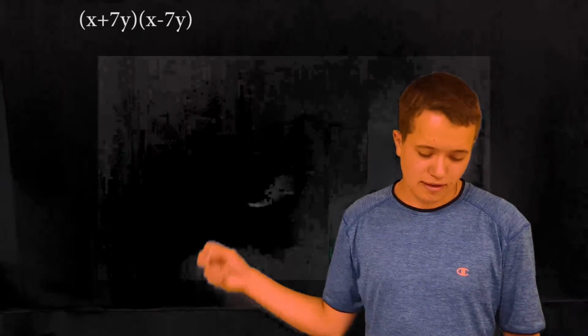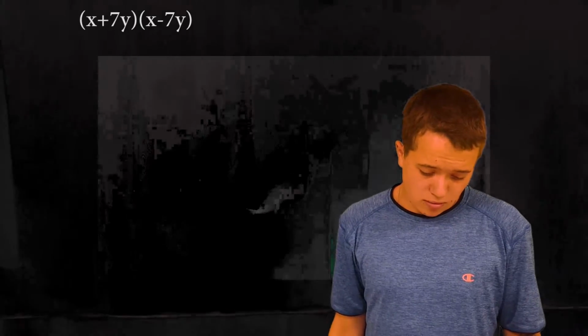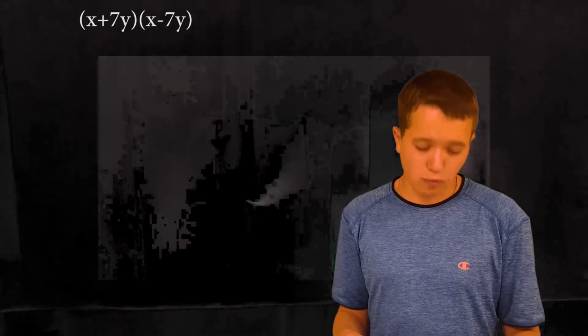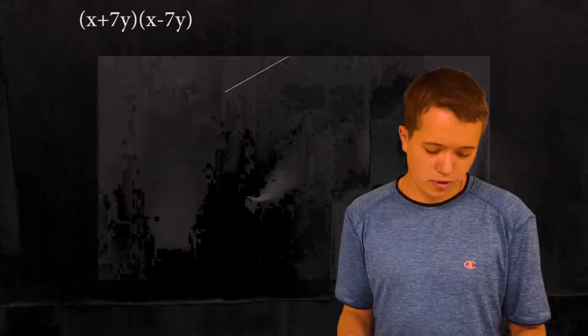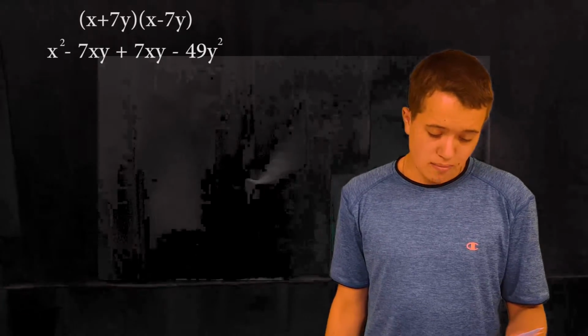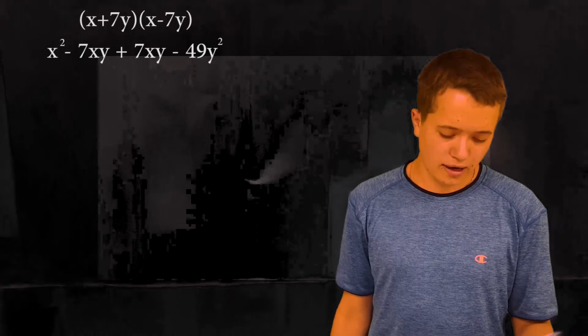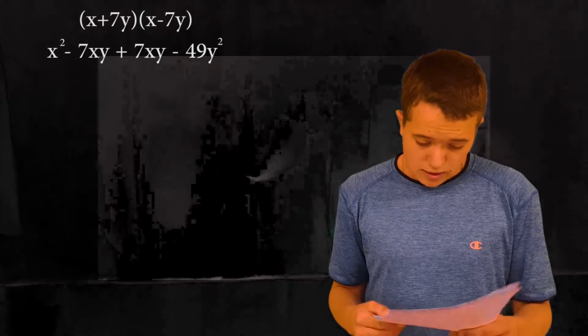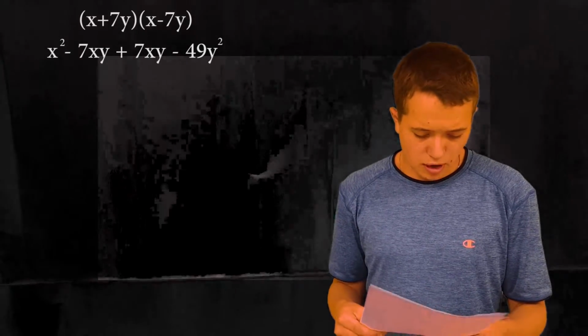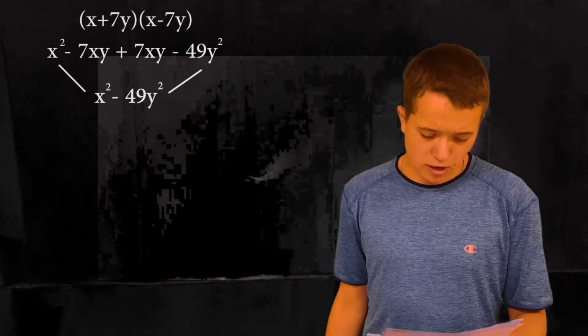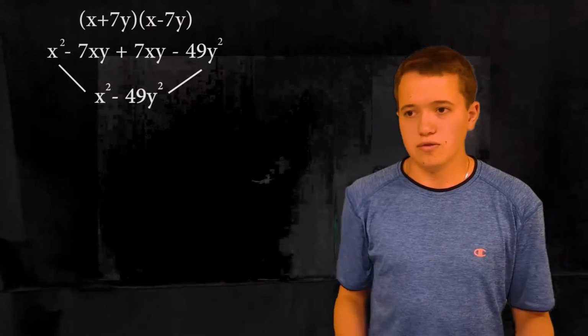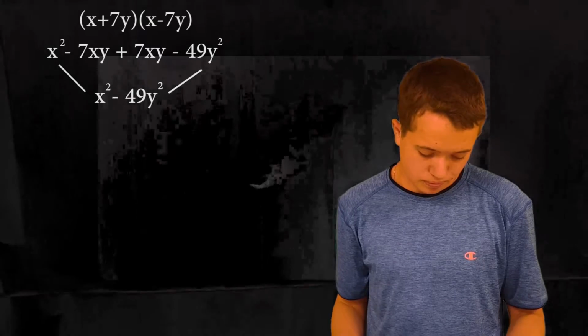When dealing with difference of squares, an example of this would be (x + 7y)(x - 7y). To factor these, you would use the FOIL law and multiply it out, which gets you x squared minus 7xy plus 7xy minus 49y squared. The two middle terms cancel each other out, leaving you with x squared minus 49y squared, which is the answer.